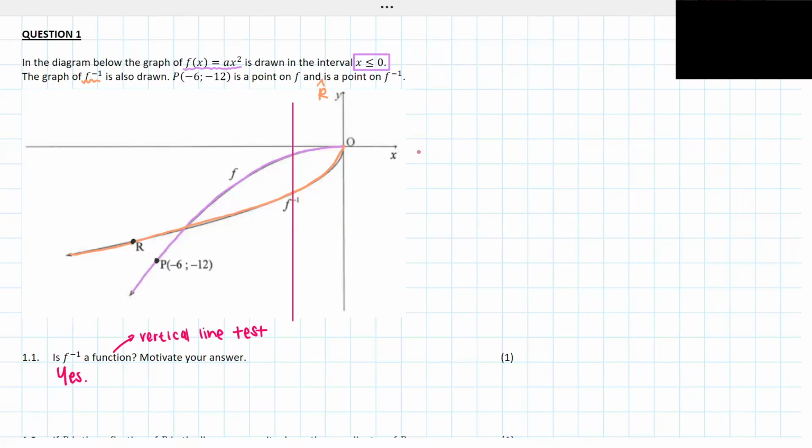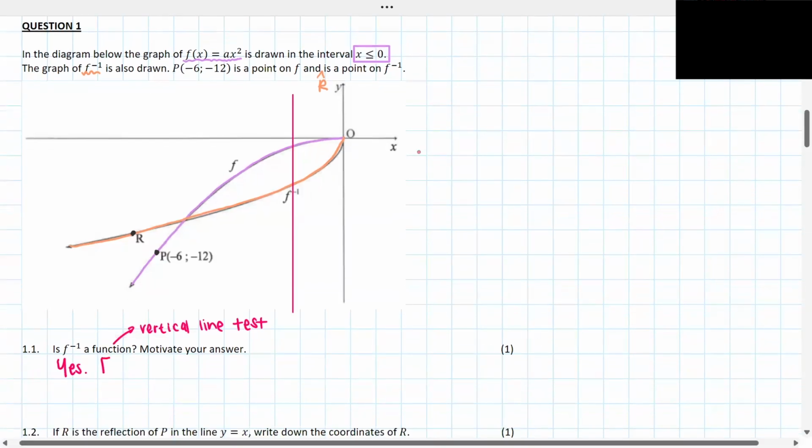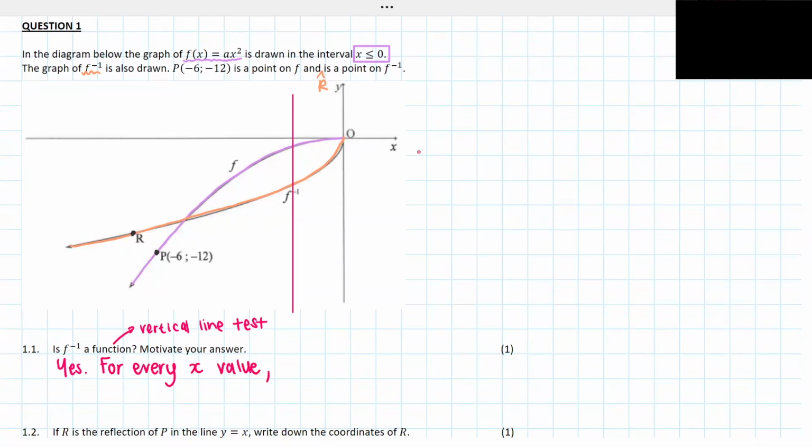Now, like I said, we're not going to give our reason as it passes the vertical line test. You need to be specific and you need to show that you understand what a function is. And remember, a function is that for every input, there is only one output. Okay, two different inputs can have the same output, but one input cannot have two outputs. So yes, for every x value or input, it doesn't really matter, there is only one y value.